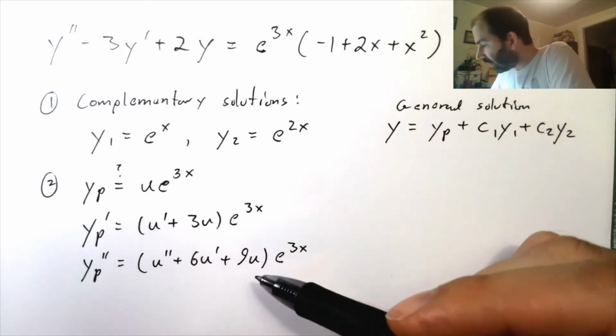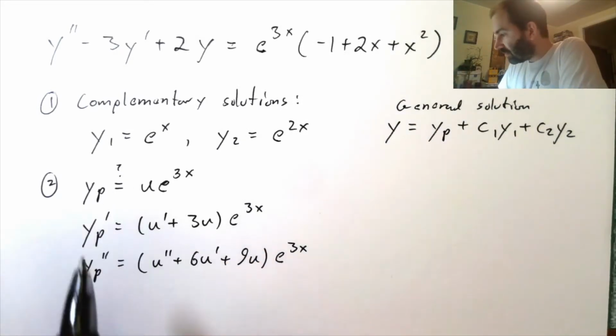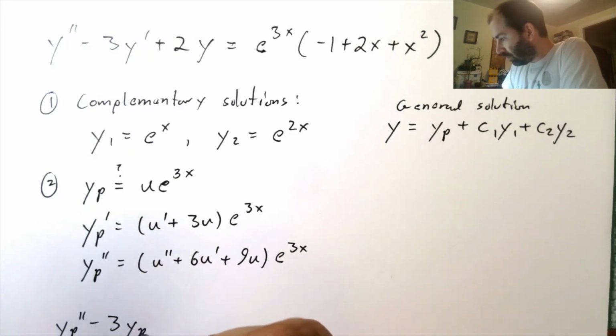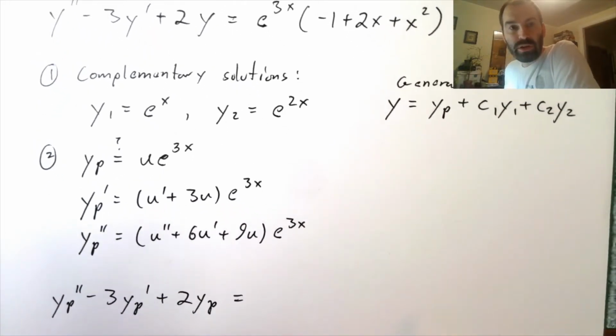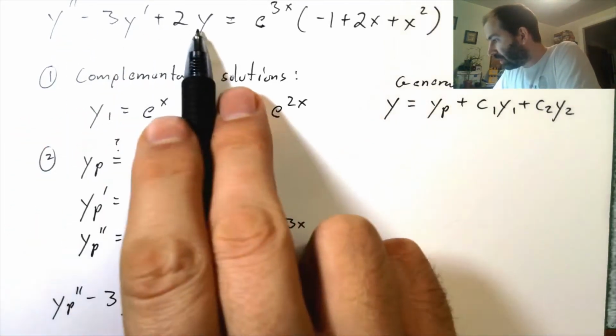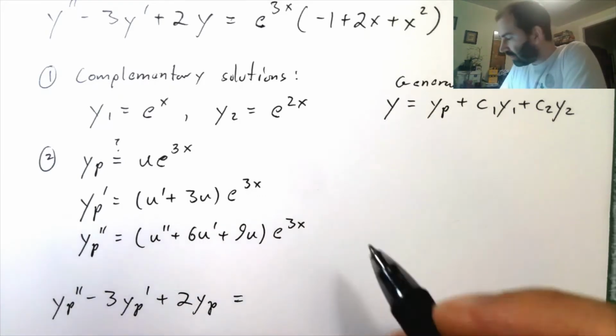Now, I'm going to plug these into that stuff up there. What I'd like you to do is go ahead and do that on your own and simplify it and see what you get. So you're going to plug these expressions for u in up here and see what you get. So pause the video. 3, 2, 1. All right? Did you work it out? This is what you should have gotten.